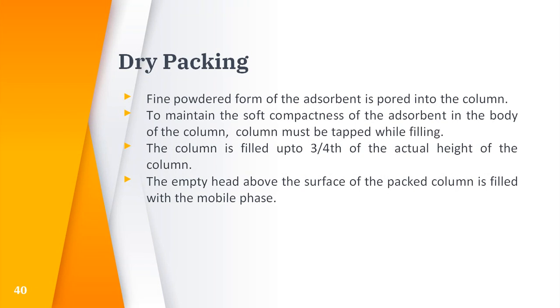Next is dry packing. Here the fine powdered form of adsorbent is poured into the column. To maintain soft compactness, the column must be tapped while filling. The column is filled up to 3/4 of its actual height. The empty head above the surface of the packed column is filled with the mobile phase. So these are the two types of packing: wet packing and dry packing.